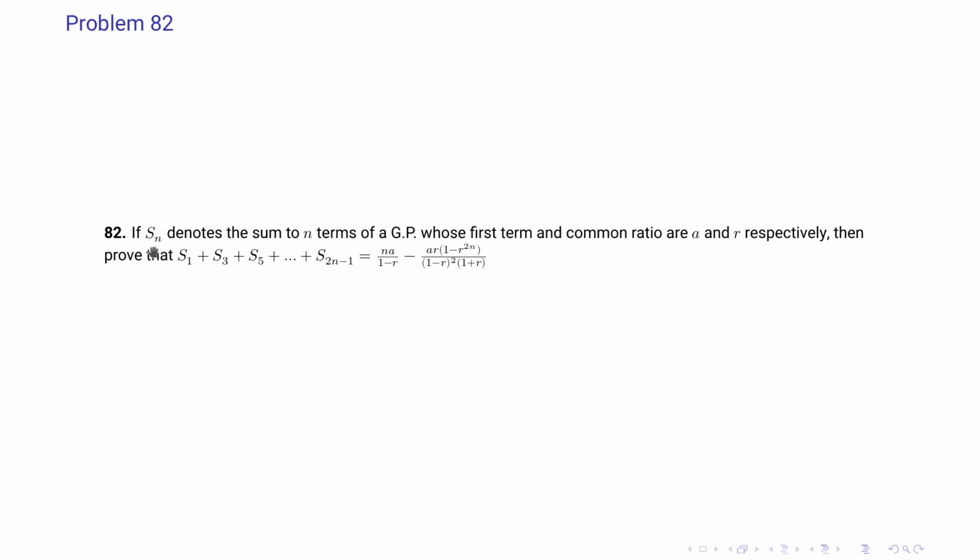Problem 82 says that if Sn denotes the sum to n terms of a GP whose first term and common ratio are A and R respectively, then prove that S1 plus S3 plus S5 up to S(2n minus 1) is equal to nA by (1 minus R) minus AR multiplied with (1 minus R to the power 2n) divided by (1 minus R) whole square into (1 plus R).